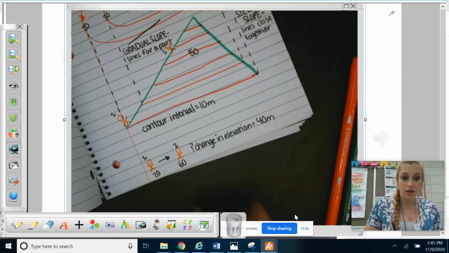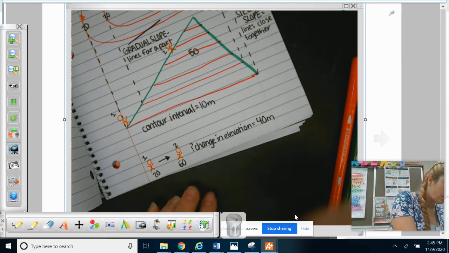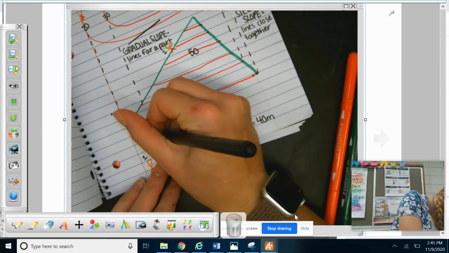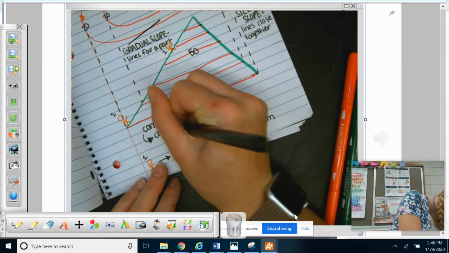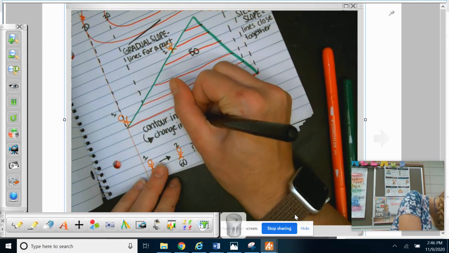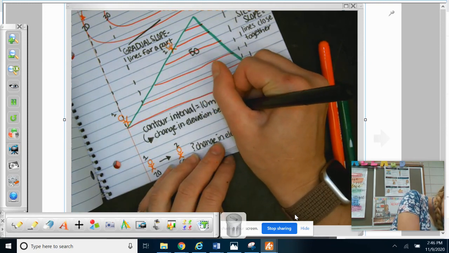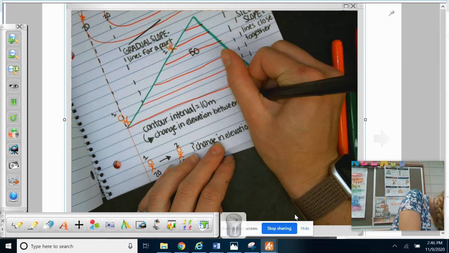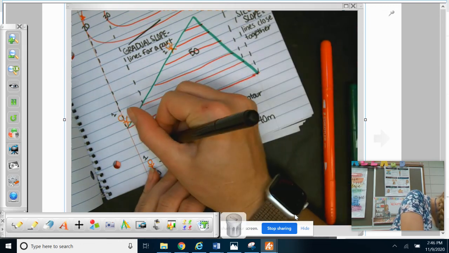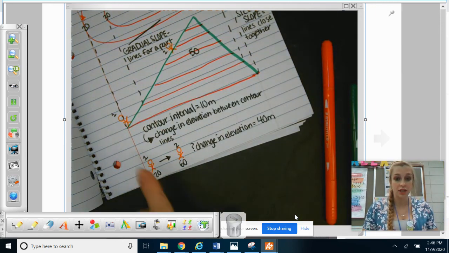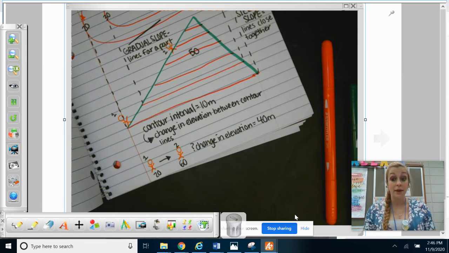All right, last thing, I forgot to put our definition of contour interval. We want to let ourselves know that the contour interval is the change in elevation between contour lines. If you want to put that in your own words, go ahead. If I was going to put that in my own words, I would say it's how much each line changes, or it's how much each line is worth. That's what would make sense in my mind.